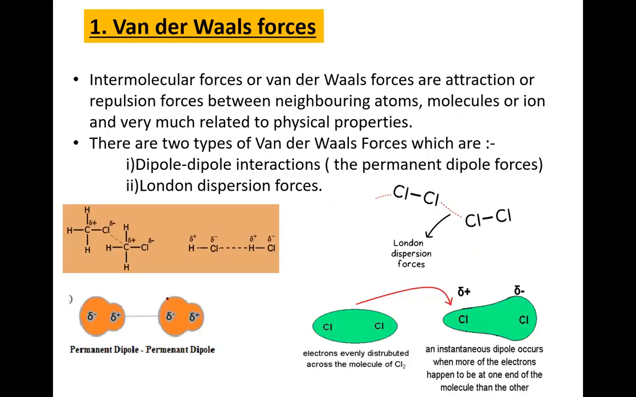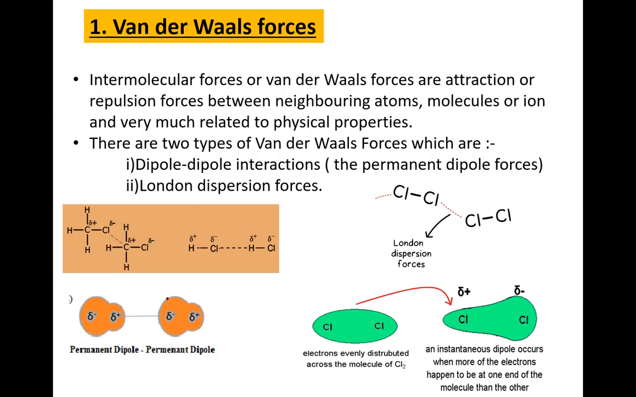So let's look at the types of intermolecular forces. The first one is van der Waals forces. Intermolecular forces or van der Waals forces are attraction or repulsion forces between neighboring atoms, molecules or ions, and are very much related to physical properties such as boiling point, melting point, and so on. There are two types of van der Waals forces: the first one, dipole-dipole interaction, also known as the permanent dipole force, and number two is London dispersion forces.